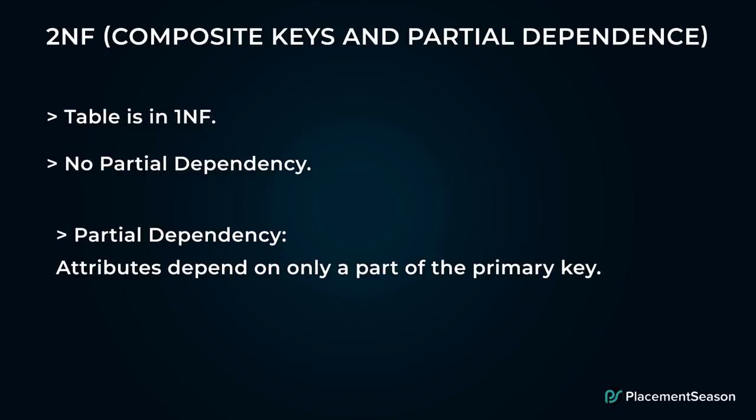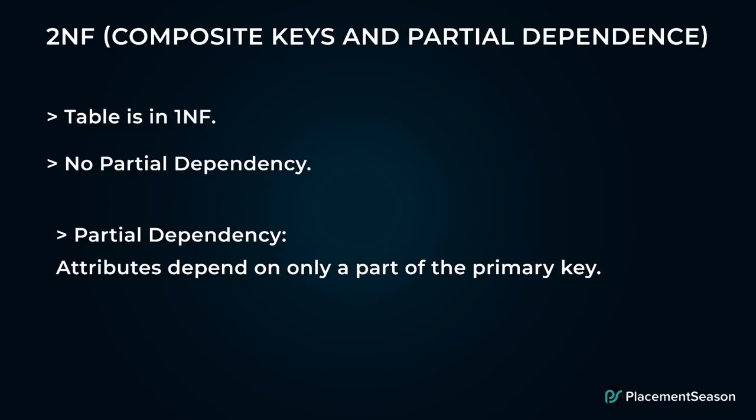So a relationship will be in 2NF if it is already in first normalization and all the non-key attributes are fully functionally dependent on the primary key. That means there should not be any partial dependency.